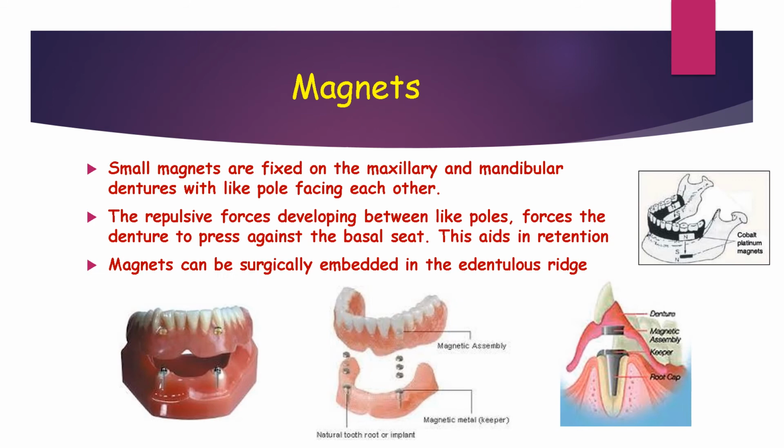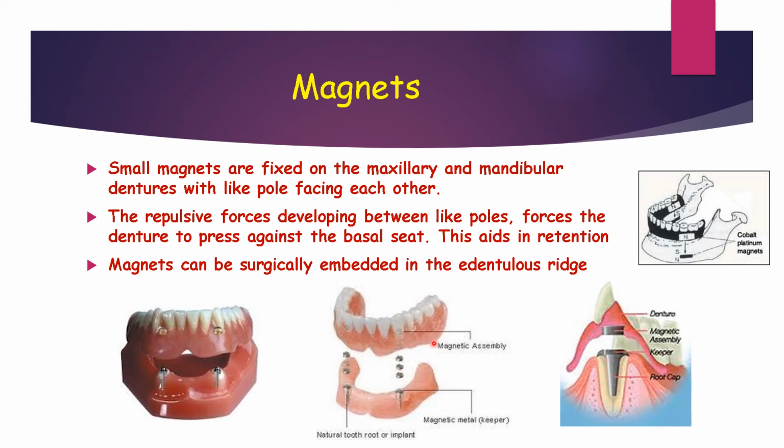Coming to magnets. Small magnets are fixed on the maxillary and mandibular dentures with like poles facing each other. The repulsive forces developing between like poles force the denture to press against the basal seat, and this aids in retention. Magnets can be surgically embedded in the edentulous ridge.